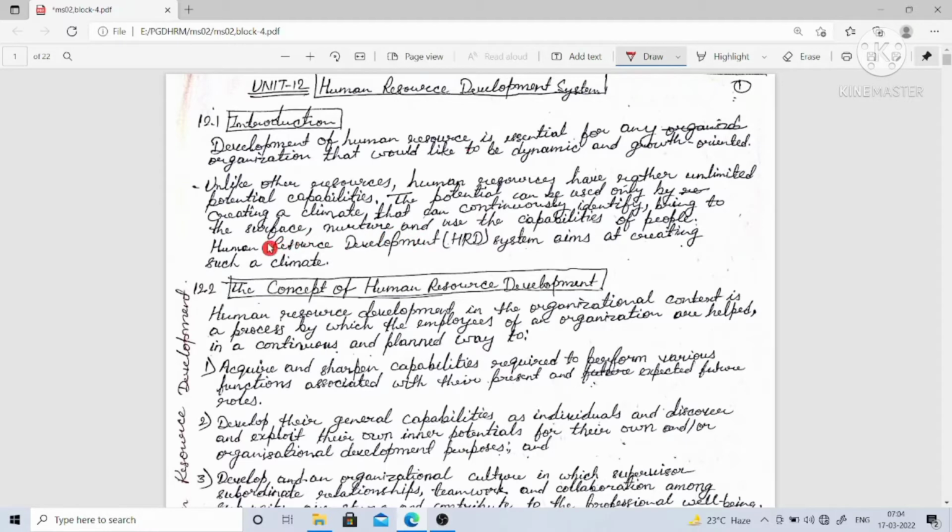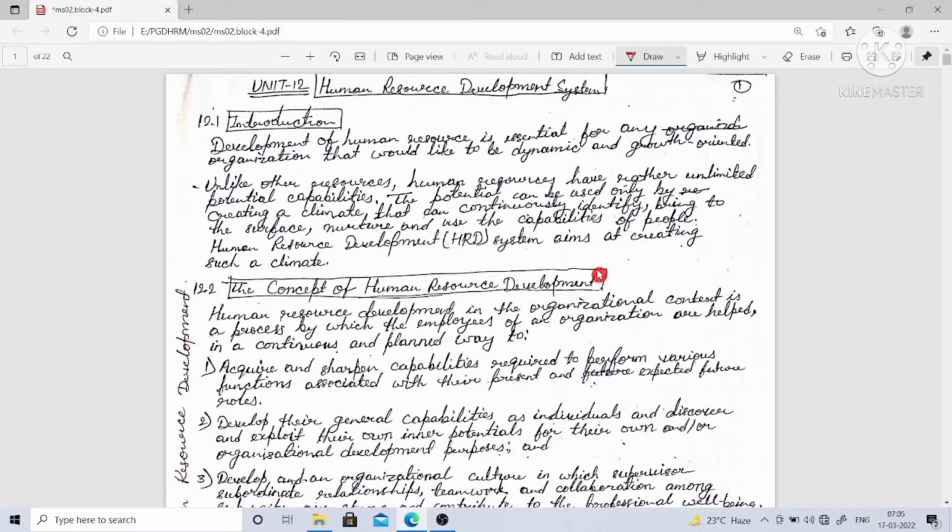So the human resource development system aims at creating such a climate so that people can use their potential capabilities, and can increase their potential capabilities to do things in a much better way. That's what a human resource development system is all about. So here it is the environment, creating such a climate.